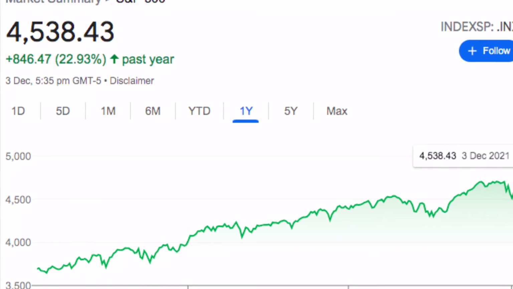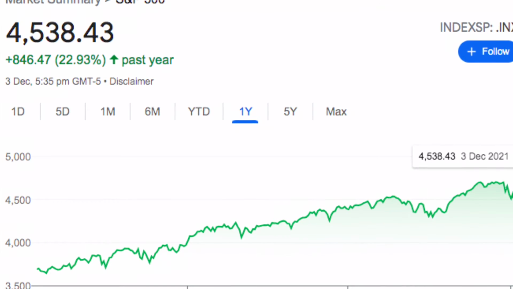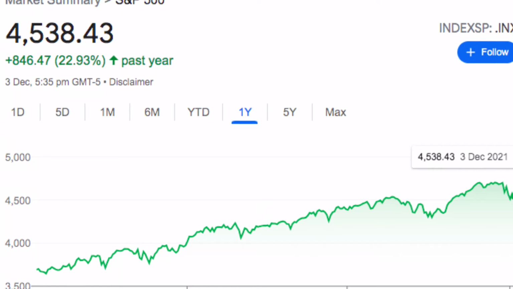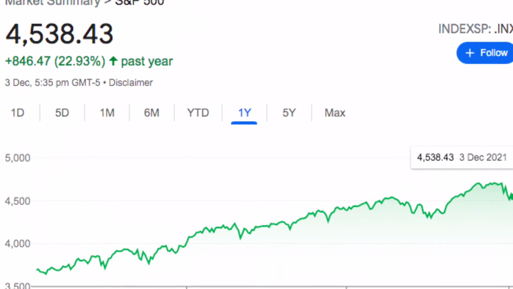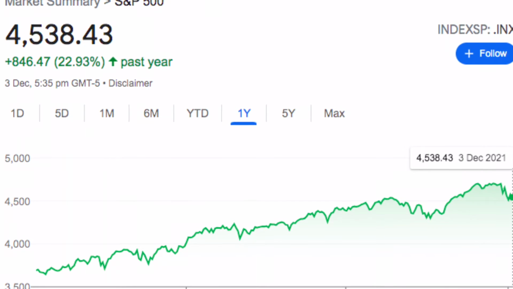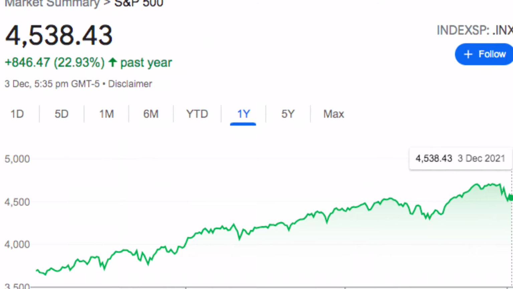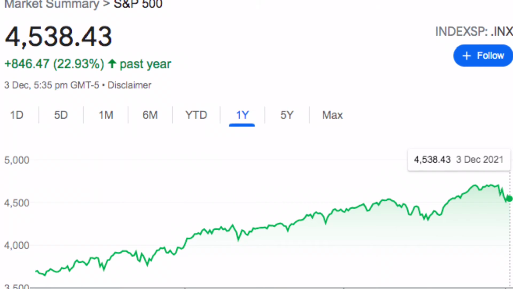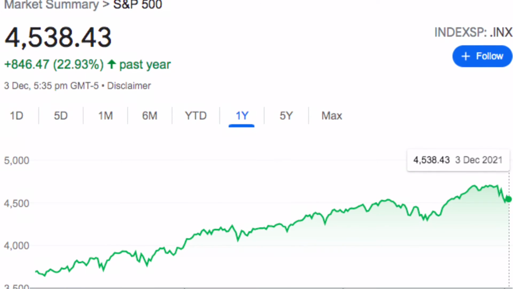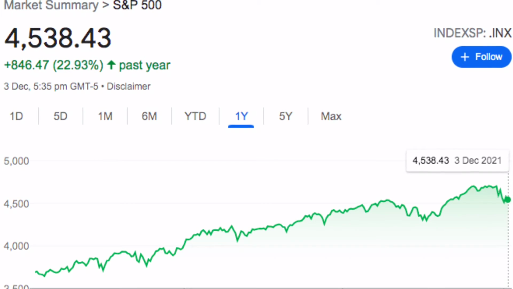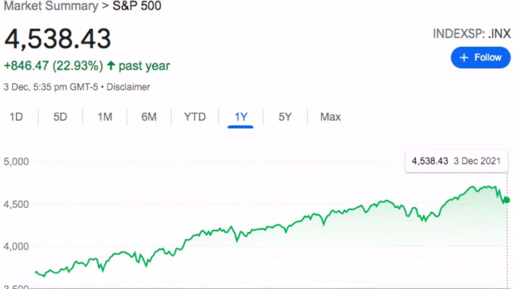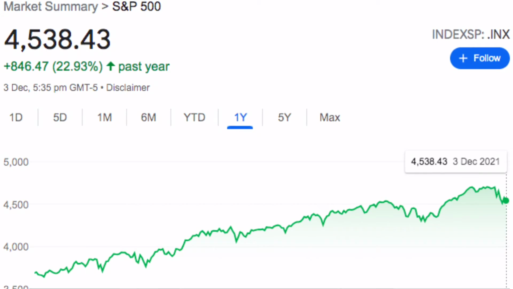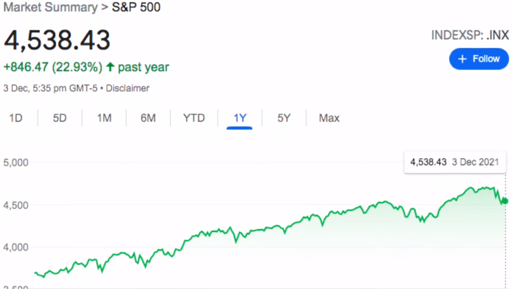So as you can see here that on the 7th of December, you had $3,691.96. If you left it in there for the whole year, on the 3rd of December, the same year, you'd have $4,538.43. As you can see here, it's done for you. It was a 22.93% increase. And this is drastically better than leaving your money in a bank.